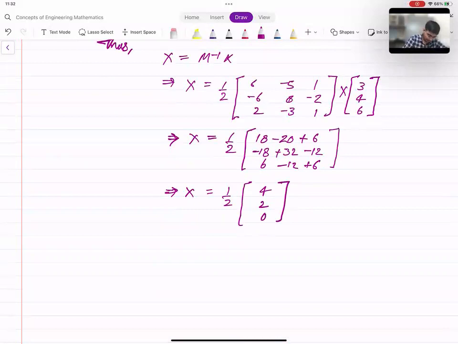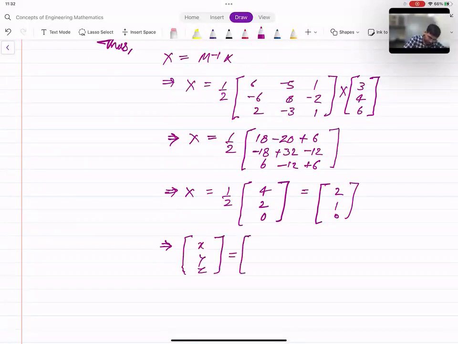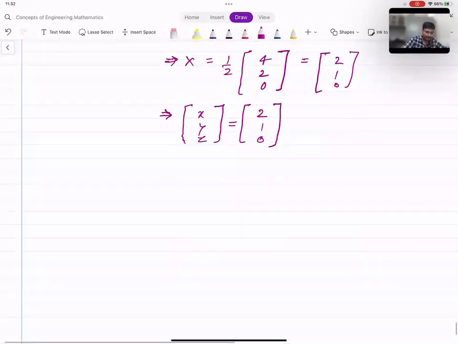So this becomes 4/2 is 2, then 2/2 is 1, and this is 0. Okay. So since this matrix X was nothing but X, Y, and Z, from here we can now equate these two matrices and we will get the values of our unknowns.